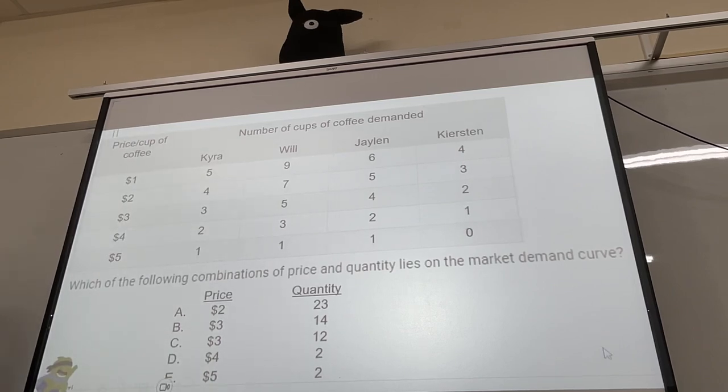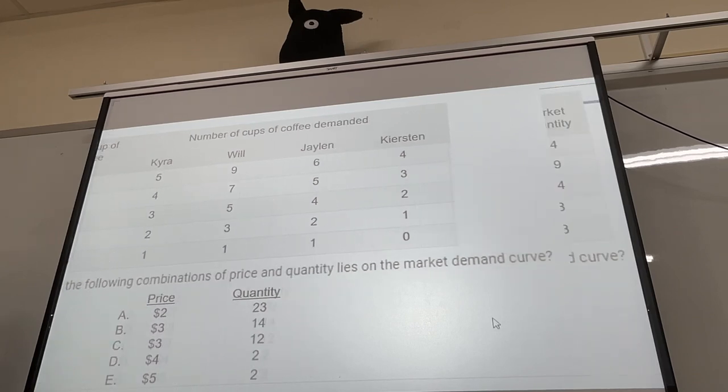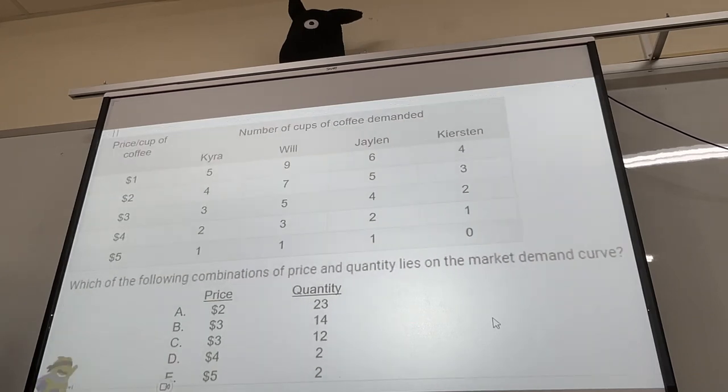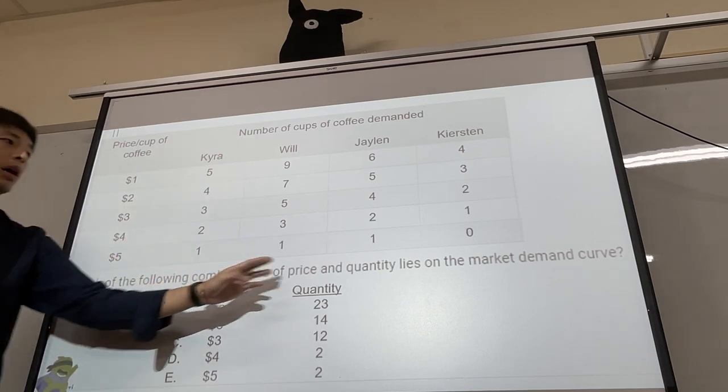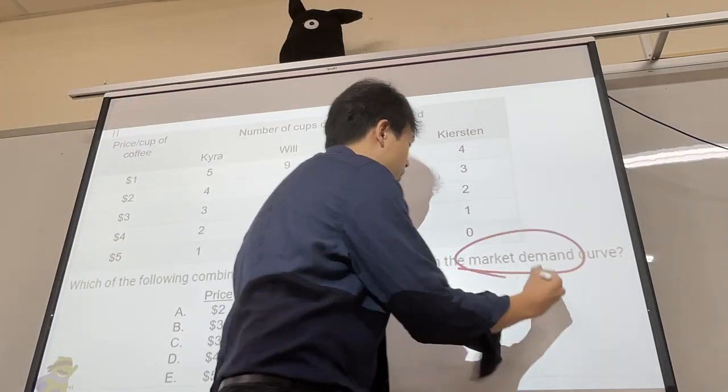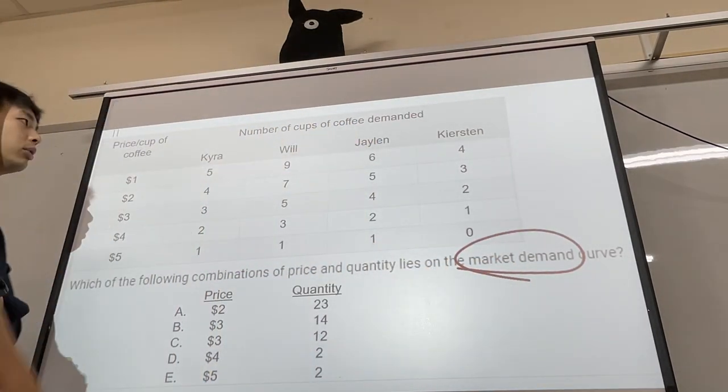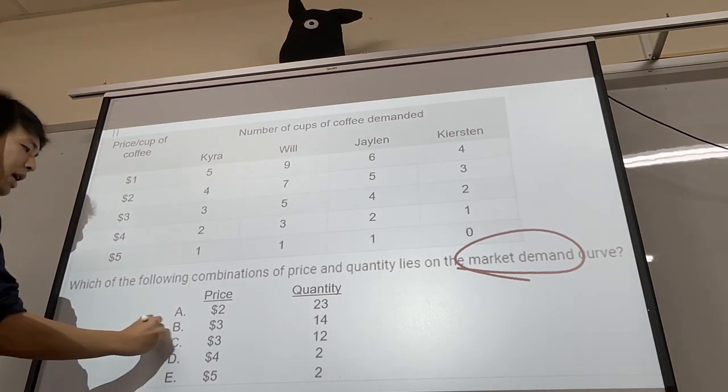Which of the following combinations of price and quantity lies on the market demand curve? Oh my god. B. Which one is correct? I think it's B. Which one's correct? Again, when you say market, you see market demand, I saw the keyword, what's that? Total quantities. Total quantities. The answer is $3.